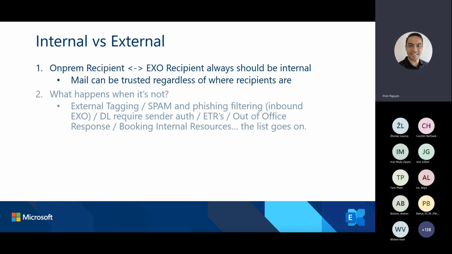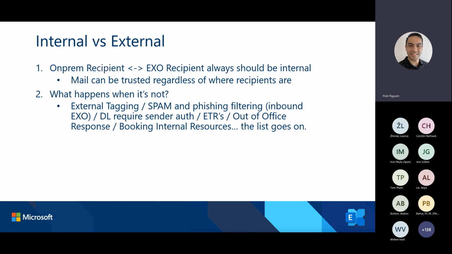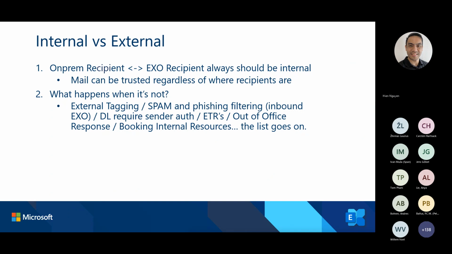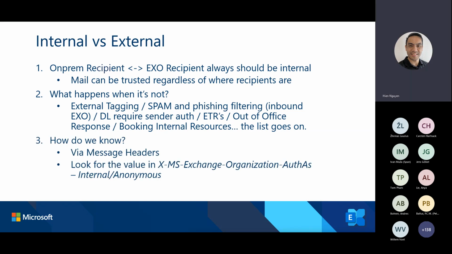So what happens when it's not? External tagging. If you have an external tagging rule, you'll trigger that between users. Spam and phishing filtering. Features that require sender authentication, right? You'll get blocks if a user tries to send an email to a distribution list that doesn't allow it. They'll get a block. Exchange transport rules that specify inside or outside organization, out-of-office responses, and booking internal resources, things like that. It just goes on.